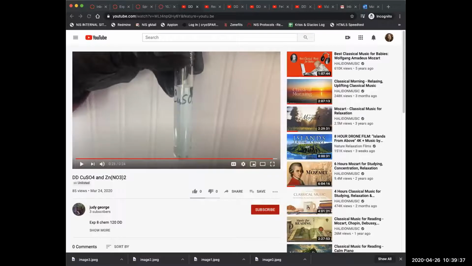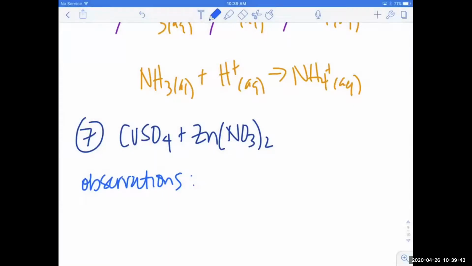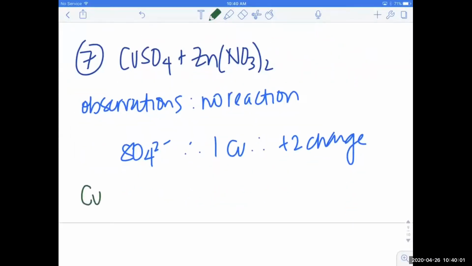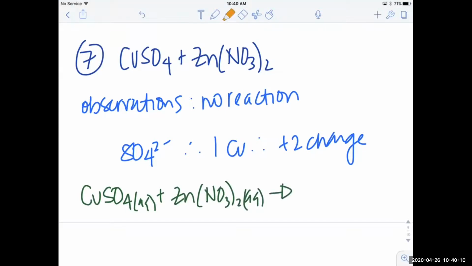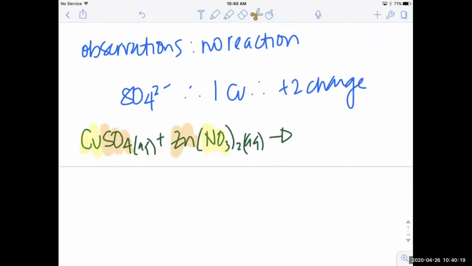So again, remember that copper 2 sulfate, I know it's a 2 because that SO4 carries a -2 charge, so there's only 1 copper, therefore it has to have a +2 charge. So let's go ahead and write out our balanced molecular equation. So for here, this is just going to be copper 2 sulfate aqueous plus zinc nitrate aqueous. We're going to swap partners, so SO4 and Zn. We've got our NO3 and our Cu, and I'll just predict the products down here.